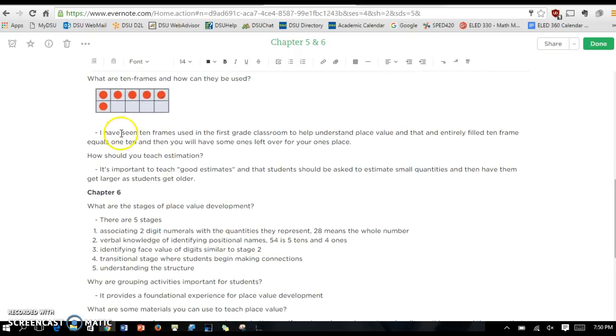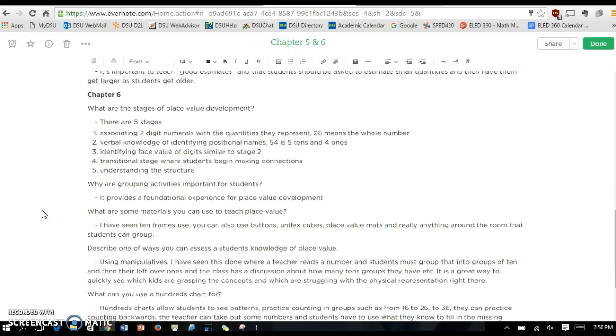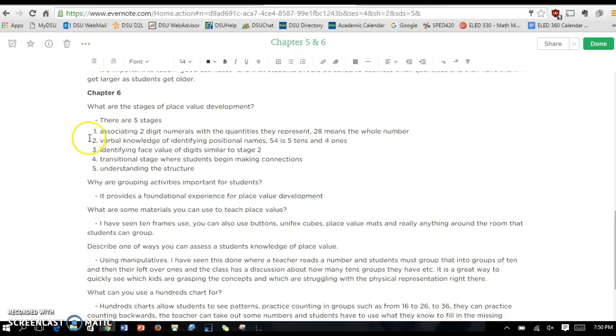And then estimation: you need to teach about making good estimates, and you start with smaller quantities and grow those as the students get older. Then we have the 6 stages of place value development starting in chapter 6, which all grew on each other and built understanding as they went, starting with the basics that 28 is a whole number, and then 54 is 5 tens and 4 ones, and moving on from there.